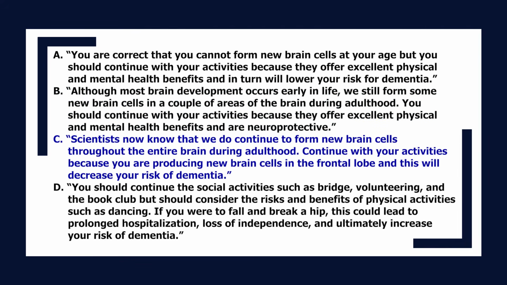C. Scientists now know that we do continue to form new brain cells throughout the entire brain during adulthood. Continue with your activities because you are producing new brain cells in the frontal lobe, and this will decrease your risk of dementia. D. You should continue the social activities such as bridge, volunteering, and the book club, but should consider the risks and benefits of physical activities such as dancing. If you were to fall and break a hip, this could lead to prolonged hospitalization, loss of independence, and ultimately increase your risk of dementia.